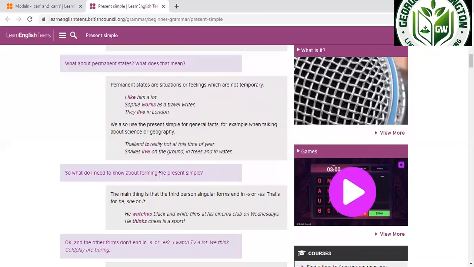So what do I need to know about forming the present simple? The main thing is that the third person singular ends in s or es. That is for he, she, or it. So when the verb is in the third person, he, she, or it, I need to add an s. And like I explained before, there are some exceptions here, like when there is a ch, then you don't add only an s, you have to add the e before, es. We watch chess, black and white films at the cinema club on Wednesdays. He thinks chess is a sport.